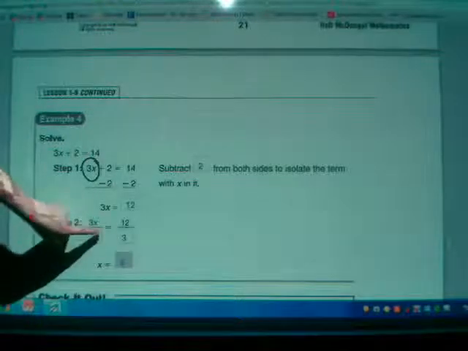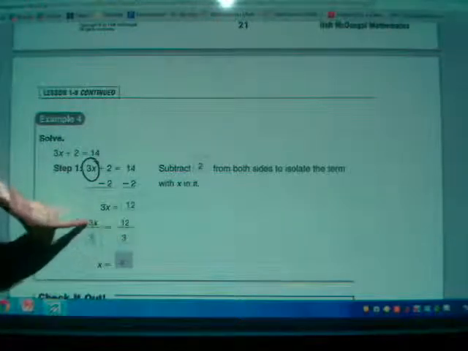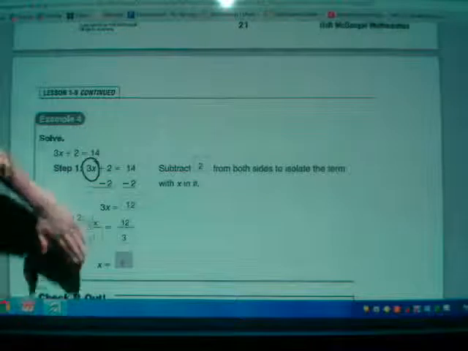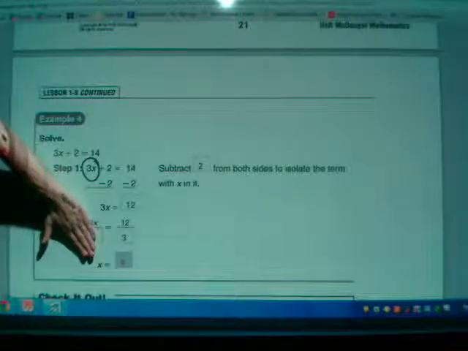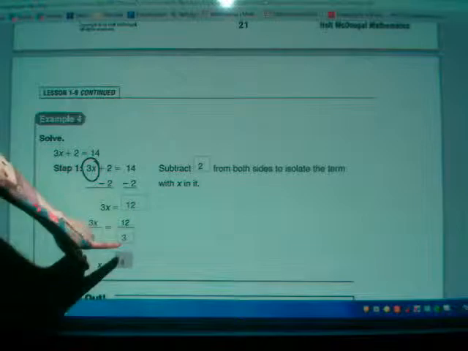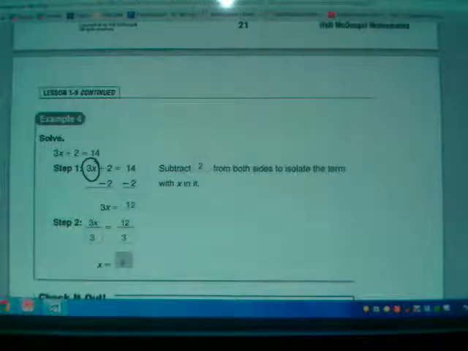So they're doing the opposite, which is to divide by 3. Multiplying by 3 and dividing by 3 will cancel each other out and leave me variable x. Meanwhile, 12 divided by 3 changes into 4, which is the solution for x.